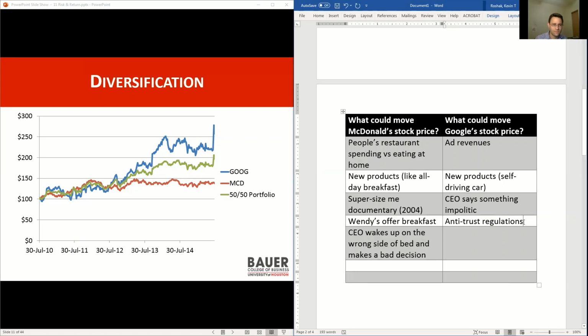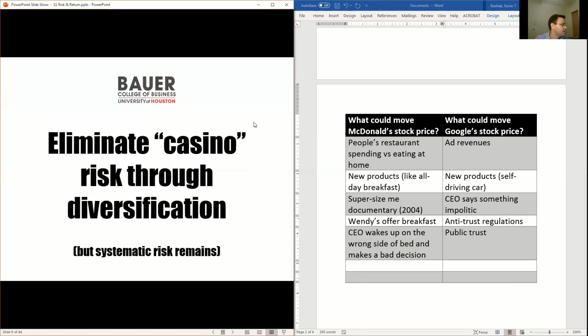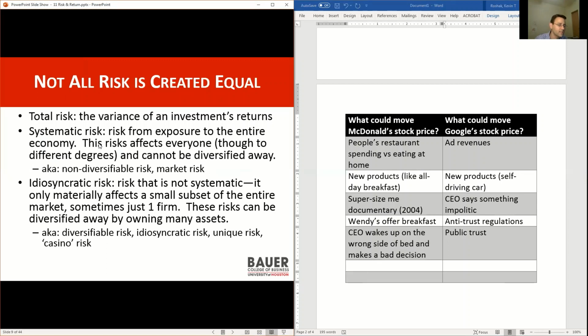If a tech company says something wrong or does something that politicians don't like, then maybe that's a risk that could hurt their stock price. And along those same lines, you can think about public trust. Everyone puts a lot of trust in these tech companies, and who knows, a news story comes out and that could hurt their trust. Okay, so we have all these things that move Google stock price. We have all these things that move McDonald's stock price. We want to try to classify these a little bit into our categories. Which of these are systematic and which of these would be considered idiosyncratic?